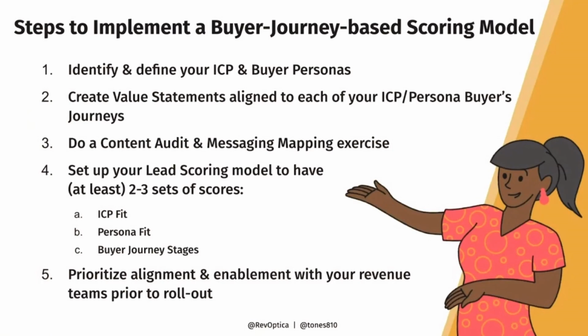But essentially, step number one, you've got to understand your target audience and who they are, what they care about, et cetera. Step number two, you want to create value statements aligned to each of your ICP and buyer personas and their buyer journey. And I'll give you an example of what that looks like and what I mean when I say value statements. Then step number three, do a content audit and go through a message mapping exercise. Step number four, that's where you actually start setting up your lead scoring model.